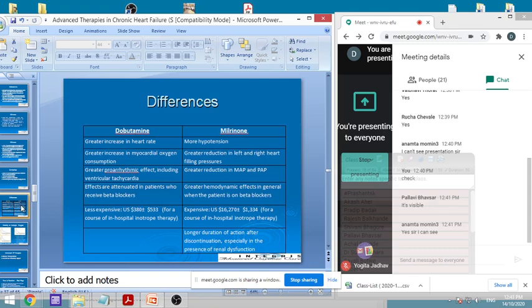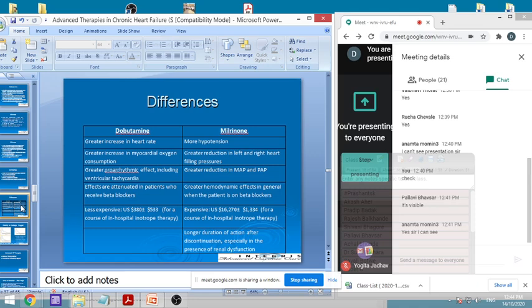But what are the differences between these two, dobutamine and milrinone? Dobutamine causes a greater increase in heart rate, while milrinone causes more hypotension. Dobutamine causes a greater increase in myocardial oxygen consumption. Milrinone causes a greater reduction in the left and right filling pressures. Dobutamine has a pro-arrhythmic effect, including ventricular tachycardia. It causes an increase in mean arterial blood pressure and pulmonary arterial pressure. The effects are attenuated in patients who receive beta blockers, because, as I told you, dobutamine is a beta agonist.